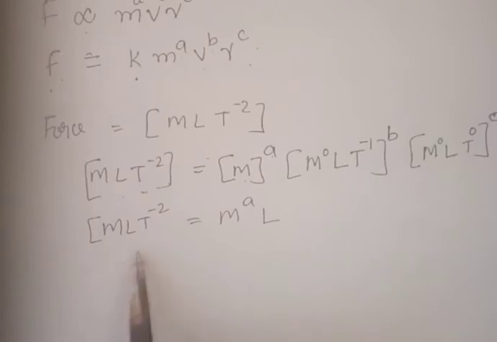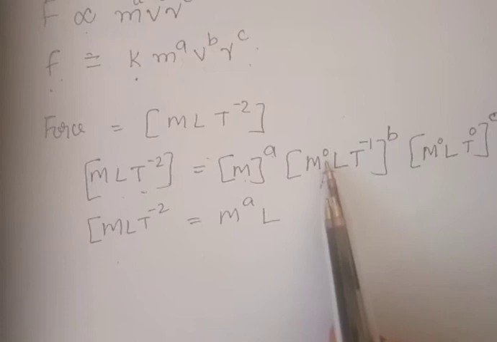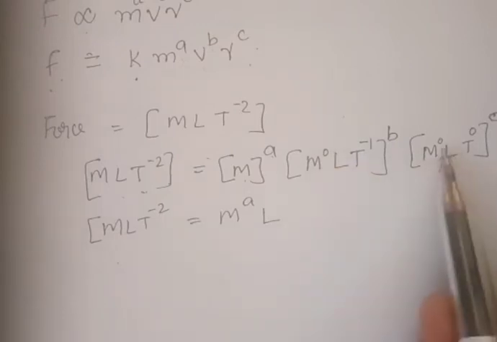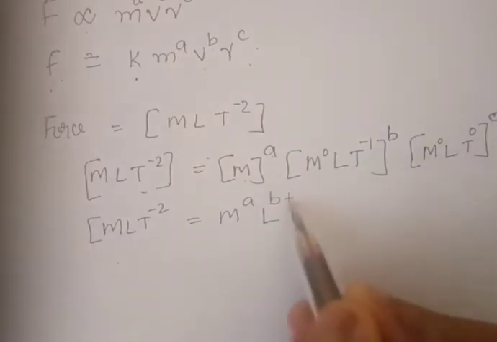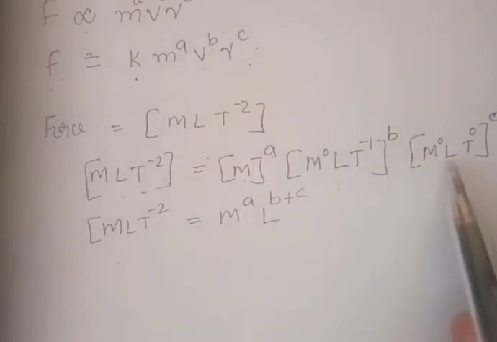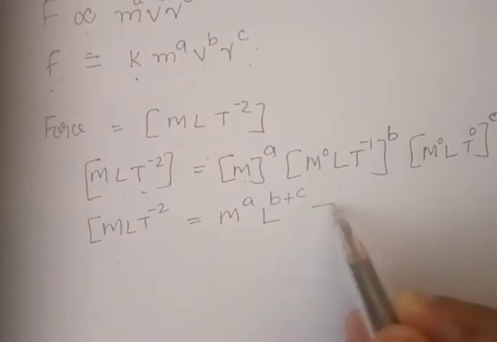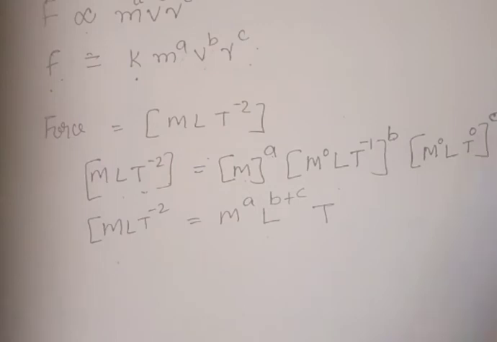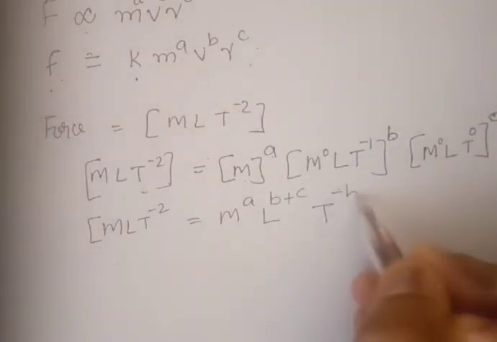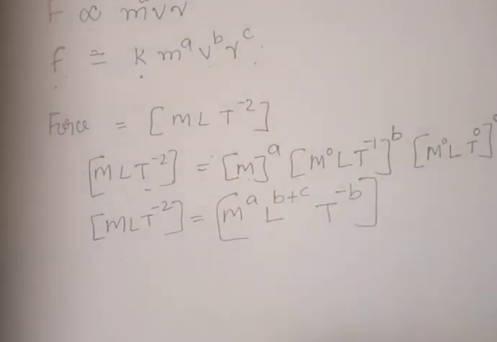So M L T raised to minus 2 is equal to M raised to a, and here M raised to 0, and here also M raised to 0. So M raised to a. Then what about L? L raised to b plus c, that is L raised to b here and L raised to c here. Then T: T raised to minus b here, and T raised to 0 here. So T raised to minus b.